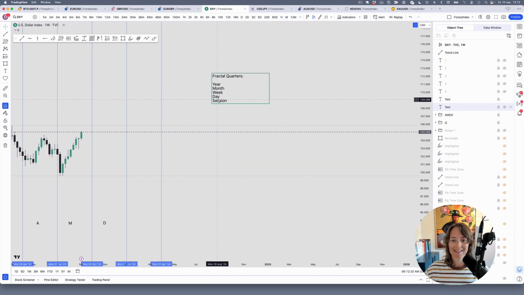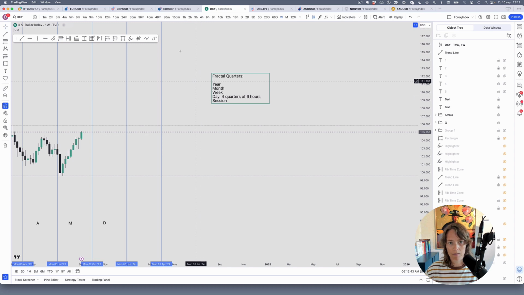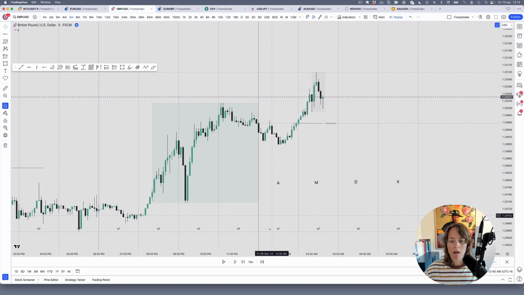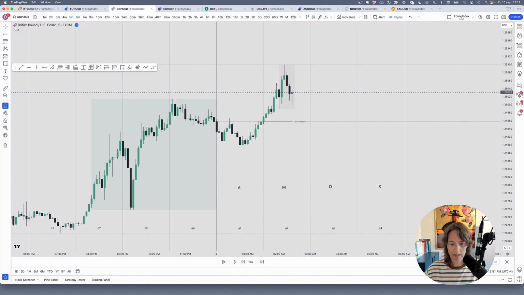But it also happens within a day. And now that's where it becomes interesting, because we can divide the day into 4 quarters of 6 hours. So we have 4 quarters of 6 hours. And let me tell you how this works. I'm going to go to GBPUSD. I have a little indicator set up on a chart that just simply lets me see which quarter is what.